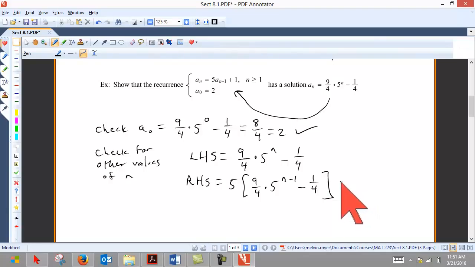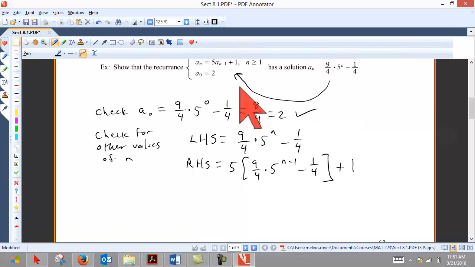And then plus the 1 coming from the recurrence relationship. So 5 times a sub n minus 1, and then plus 1. Are we good so far? So I'm trying to show the recurrence is true here. And so I'll keep working on the right-hand side a little bit and see if I can make it look like the left-hand side.